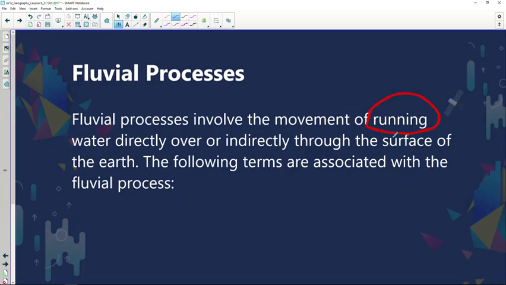So what basically happens is when the water is on top of the surface, for instance a river, or when the water infiltrates below the surface and eventually collects in the water tables and eventually flows back into the oceans. But that we will discuss in detail in our next couple of slides.